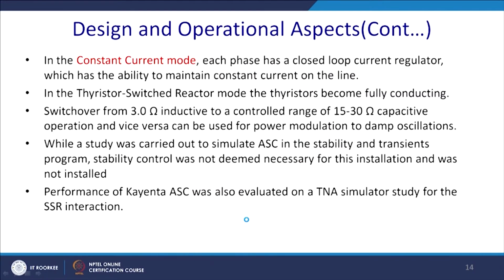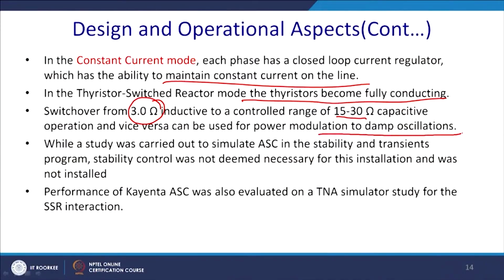9 ohm. In case of the constant current mode, each phase has a closed loop current regulator which has the ability to maintain constant current in the line, but there might be an impedance mismatch and due to that load imbalance can be there. In thyristor switch reactor mode, the thyristor becomes fully conducting, so that it is bypassing. The switchover from 3 ohm inductive to control range of 15 to 30 ohm capacitive operation and vice versa can be used for power modulation, damping and oscillation.